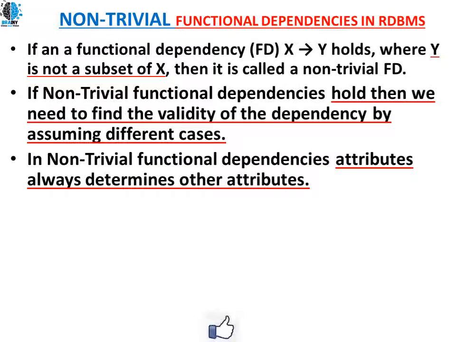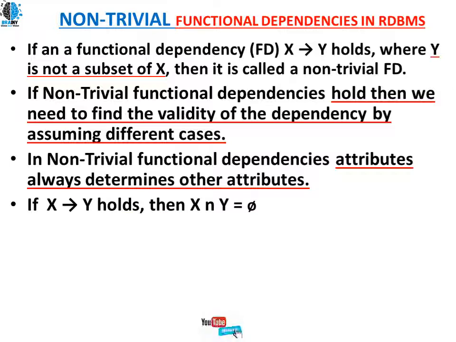In non-trivial functional dependencies, an attribute always determines other attributes. In trivial functional dependency, how was it? The attributes were determining themselves. Whereas here, in non-trivial, other attributes are being determined by one attribute.